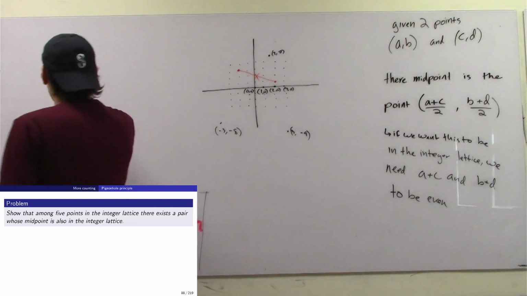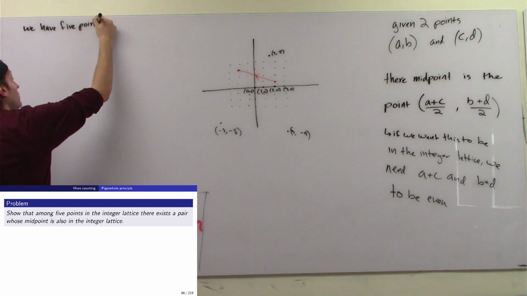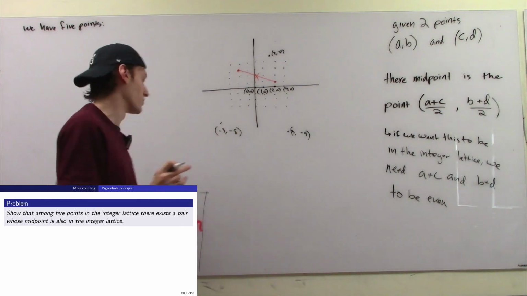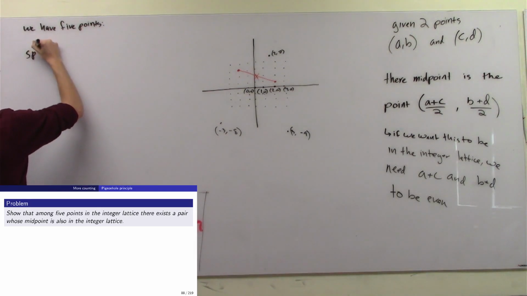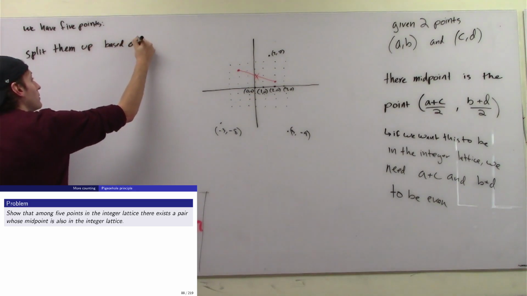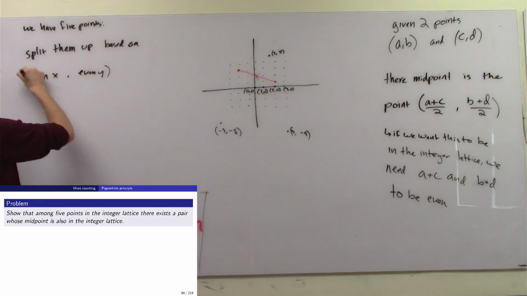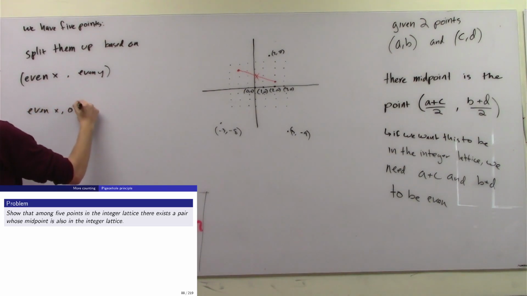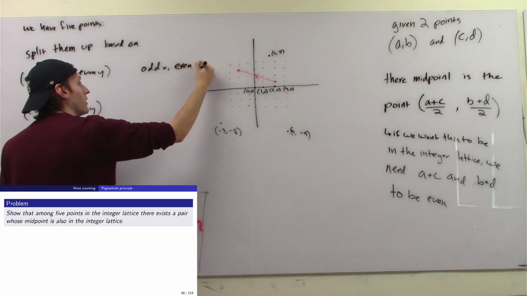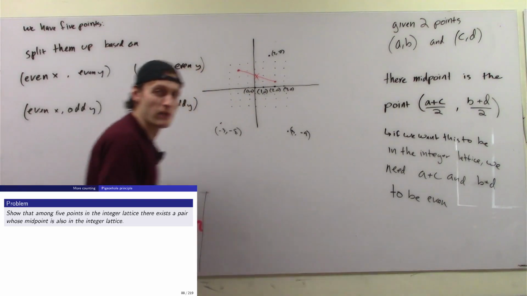So let's go back to our problem now. We have 5 points. These are going to be our pigeons, and we're going to distribute them into 4 different pigeonholes. So split them up based on parity into these 4 groups: even x, even y; even x, odd y; odd x, even y; and then odd x, odd y. So I'm partitioning these by the parity of the coordinates.